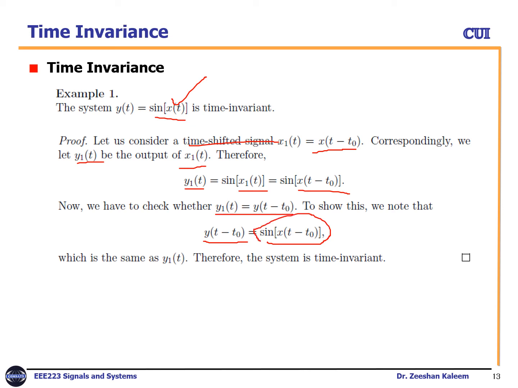It means that if we calculate the value of sine of x(t minus t naught), we get the same output as y(t) equals sine x(t), only the delayed version. Which is the same as y1(t). Therefore, the system is time invariant.